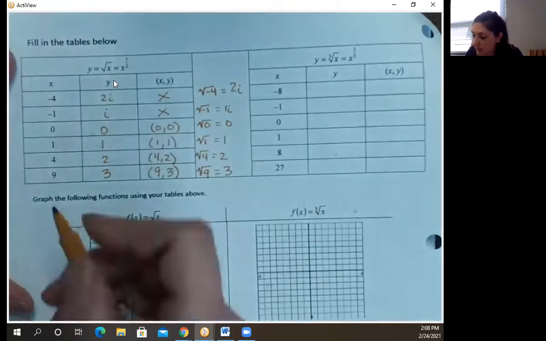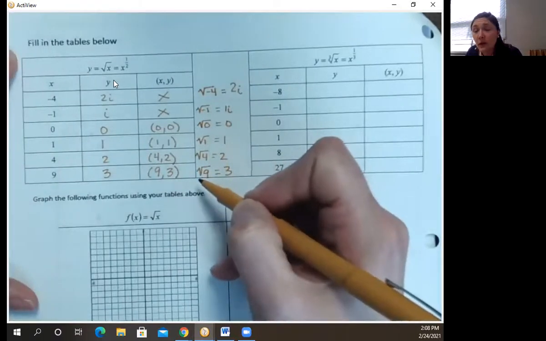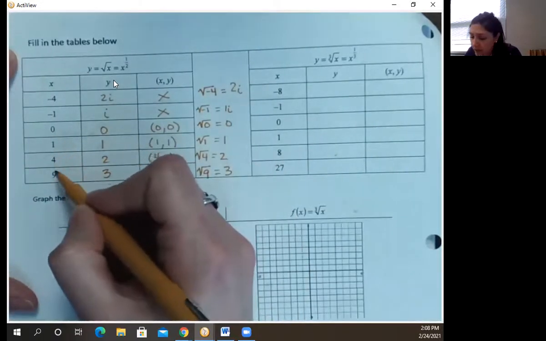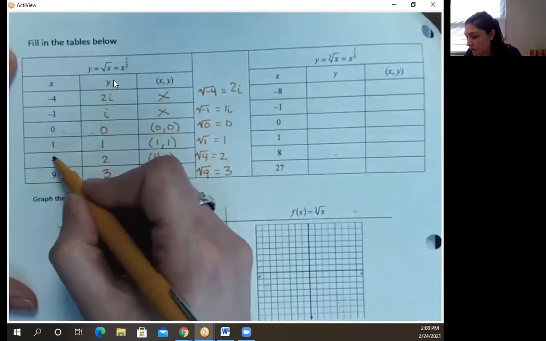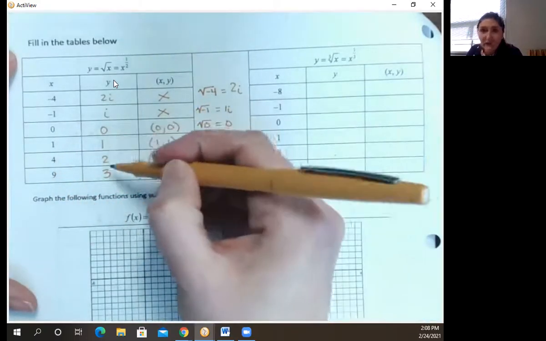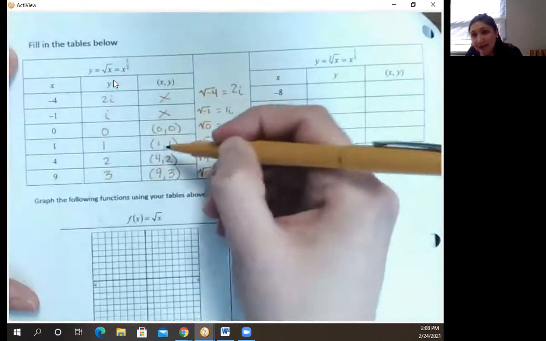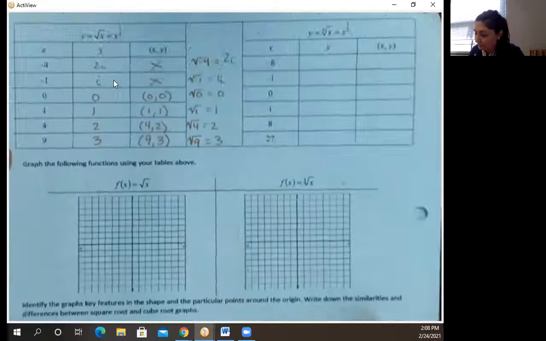Now I want you to notice that we've only plugged in values for x that would have a nice square root. We could plug in anything that we wanted here. We could take the square root of 2 or 3 or 5, 6, 7, 8, but they're not going to have nice y values. For our parent graph, we're just going to try and look at nice points, not points that are going to have decimals.